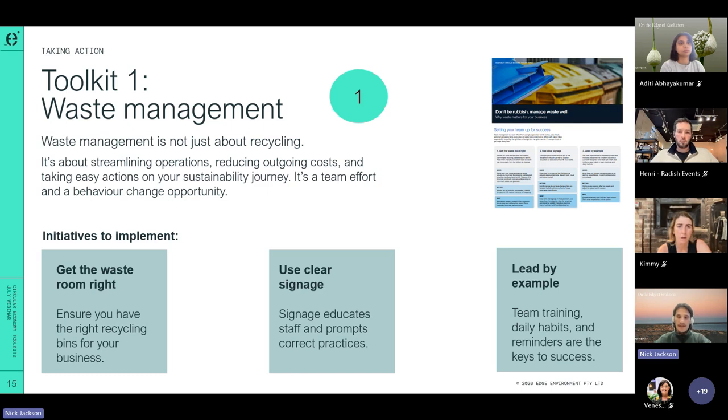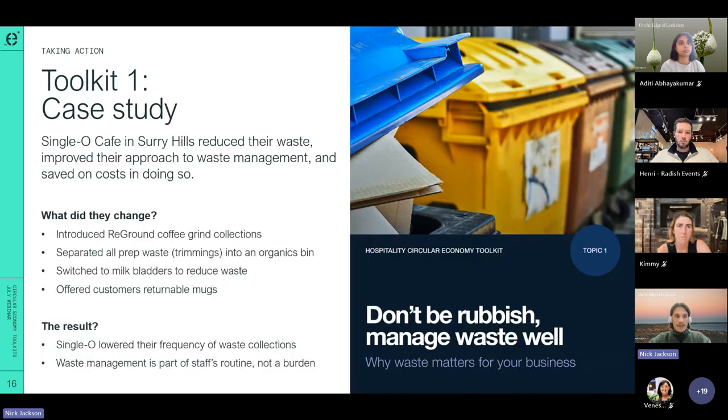But let's get into another case study. We talked to Single O Cafe in Surrey Hills who were looking to reduce their waste, improve their approach to waste management, and also save on costs. So what did they change to ensure that they could streamline their waste management approach and reduce waste?